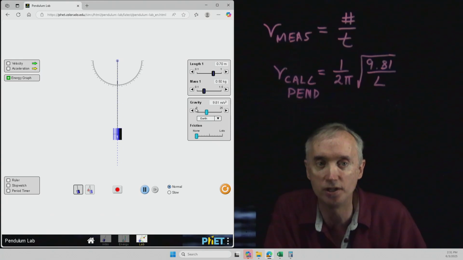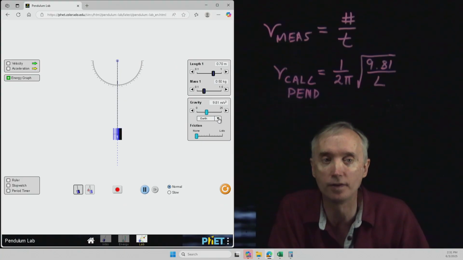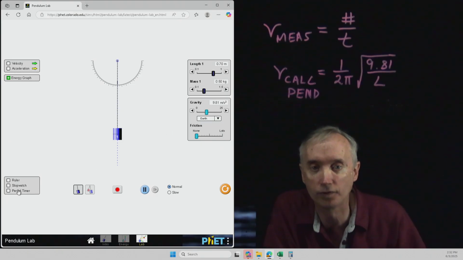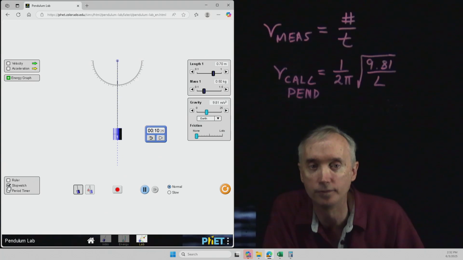Here's the G. So G is 9.81 for Earth. But by clicking on this, we could set it for the moon or Jupiter or any other planet or moon that we're interested in. But we're going to keep it set for Earth. Another thing is over here you have your stopwatch. So click on that and then you've got your stopwatch here.